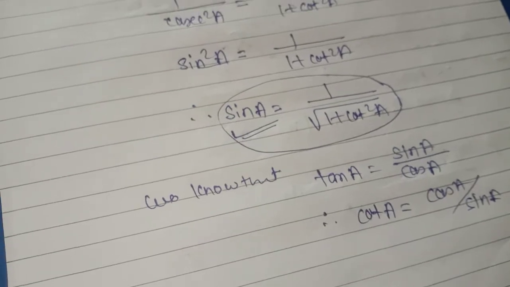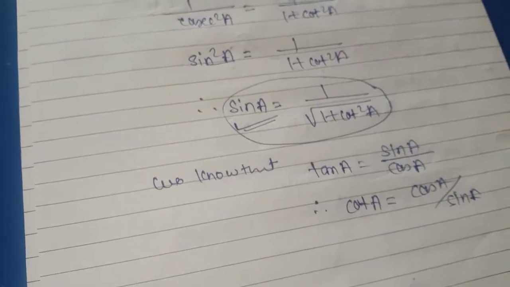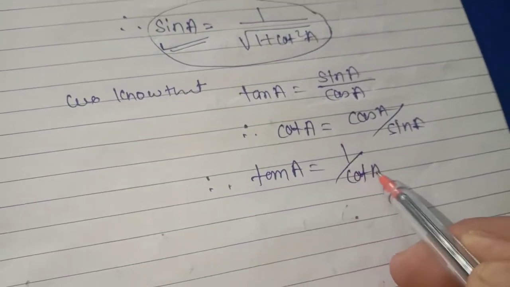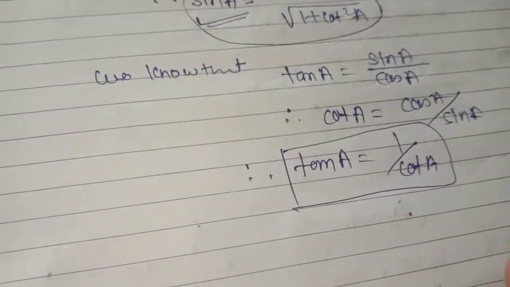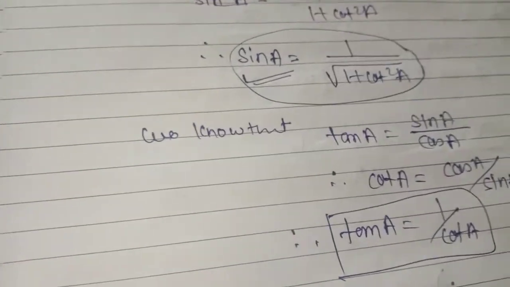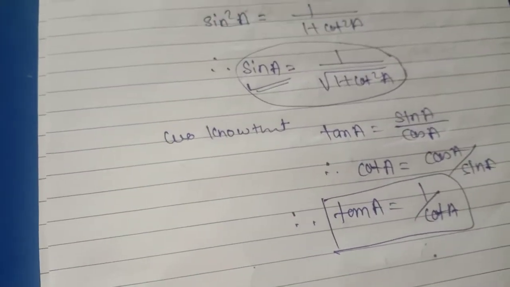So the next remaining is tan A. So what is the value of tan A? Simply we can write tan A is 1 upon cot A. So we got another result. See how easy it is. The only way is to remember the identities and nothing else. Then comes cos.